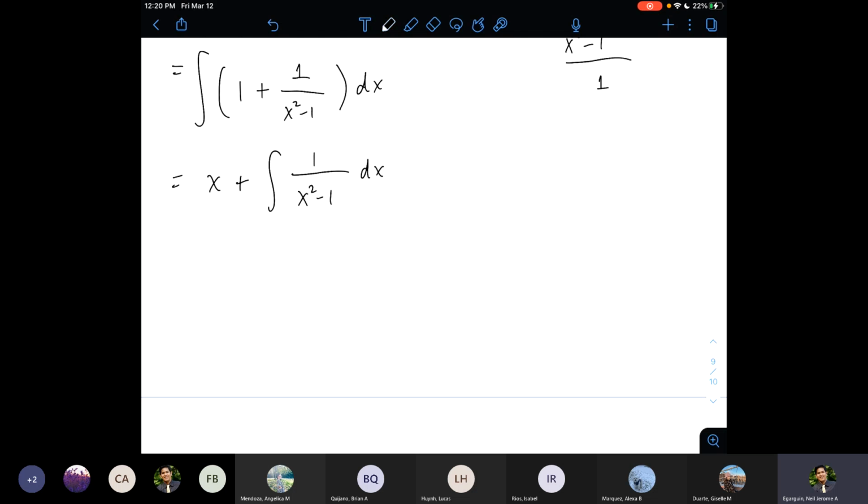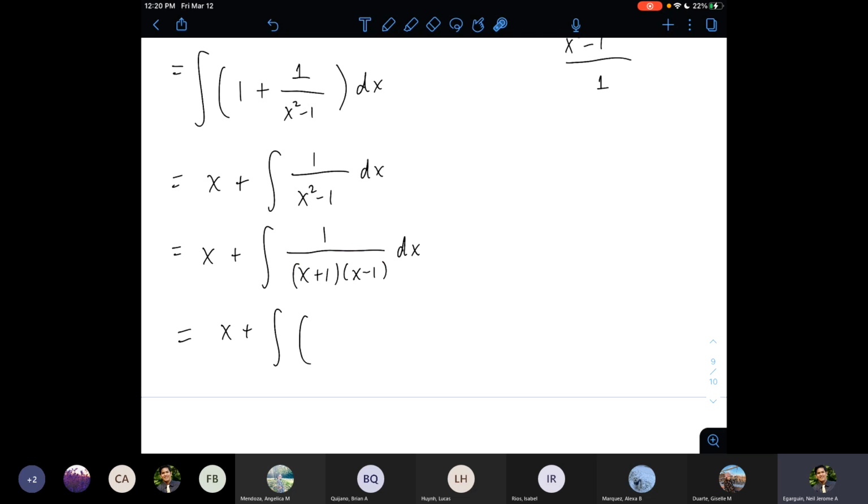Okay, now on the second term, we don't have any formula for this. U substitution won't work, so we need to do partial fraction decomposition. And note that the denominator can be factored as x plus 1 times x minus 1. That's another important thing to recall, how to factor, at least the basic polynomials.